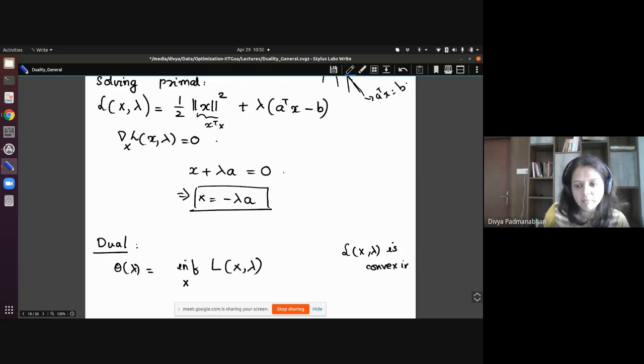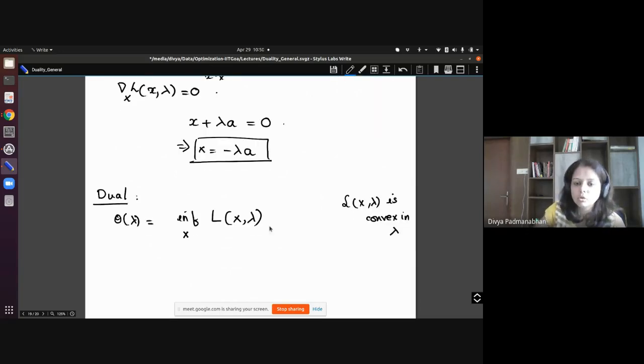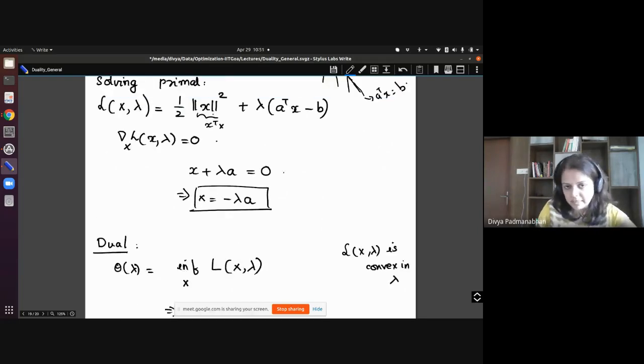So you can again use these conditions. The gradient of L of x, lambda is 0, and such an x will be an optimizer for the Lagrangian as well. So this will again give me x has to be minus lambda A from above. Now let's substitute what happens in theta of lambda. Let's try to simplify it. So substitute x equals minus lambda A here.